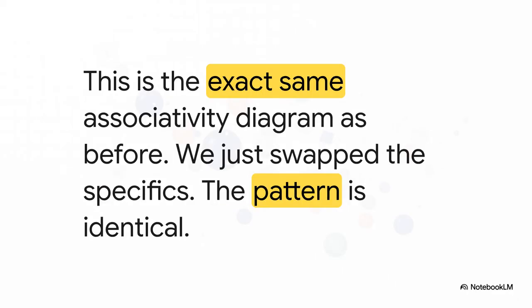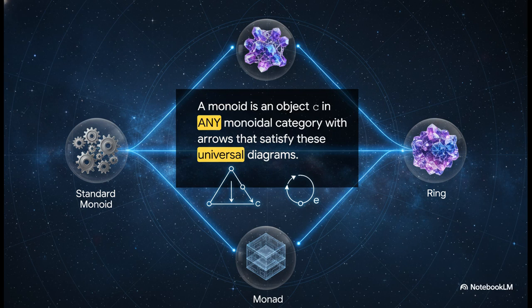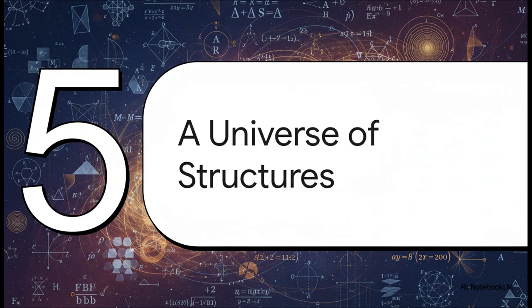And boom, here it is. This is the big aha moment. Do you recognize this diagram? It's the exact same associativity diagram we saw before. The structure of the rule is identical. All we've done is swap out our specific set for a generic object C and our normal product for a generic product cross. The blueprint is the same. So this is the big payoff. A monoid isn't just one type of thing. It's a structural pattern. It's any object in any monoidal category that has these multiplication and unit arrows that follow the rules of our universal diagrams.